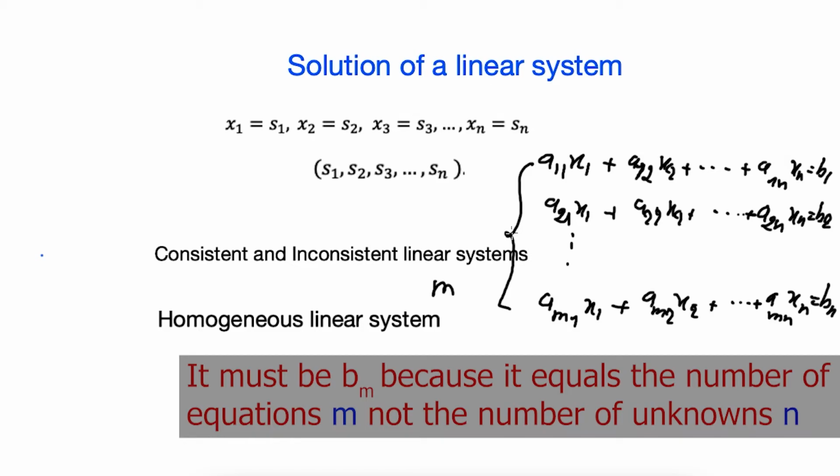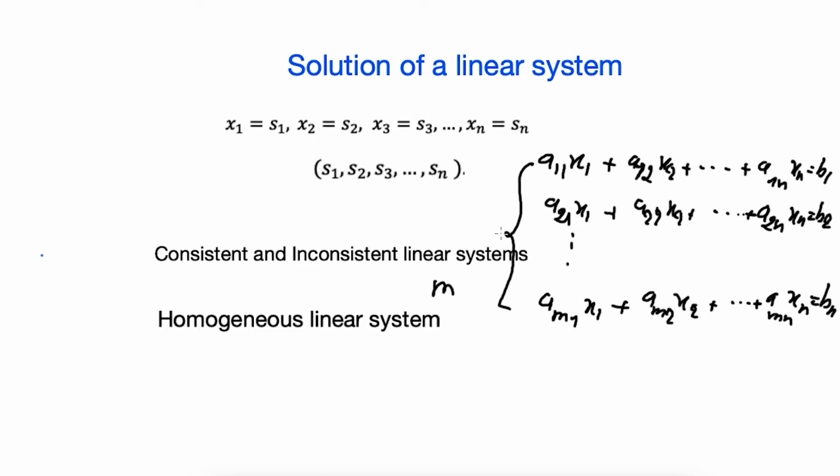If we have this system of linear equations, we define the solution of this linear system as the sequence of n numbers s1 till sn, for which the substitution x1 equals s1 and x2 equals s2 till xn equals sn makes each equation a true statement, or verifies each of these equations in the system. And we usually write this solution as a tuple (s1, ..., sn), so it is an n-tuple.